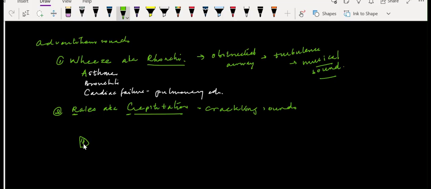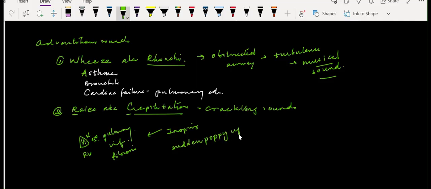Okay, there's some fluid associated maybe because of pulmonary edema, or maybe because of some infection, or maybe because there is some sort of fibrosis and this area is now washed out of air. There is only some residual volume present. Now when you try to take an active effort to inspire, there is sudden popping up of the air sacs with air. And this produces a kind of crackling sound, which are called your rales.